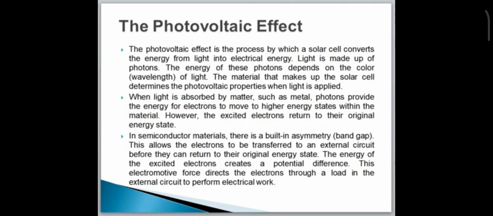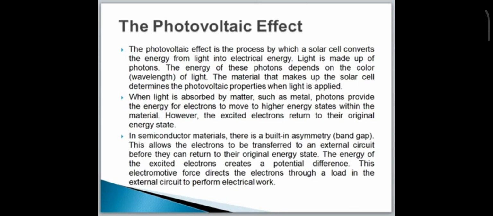Next, we will discuss the photovoltaic effect. The photovoltaic effect is the process by which a solar cell converts the light energy into electrical energy, or simply we can say that the energy comes from the light into electrical energy. We know that light is made up of photons. The energy of these photons depends upon the color of the light. I have already explained that.